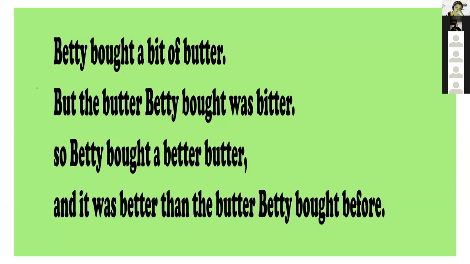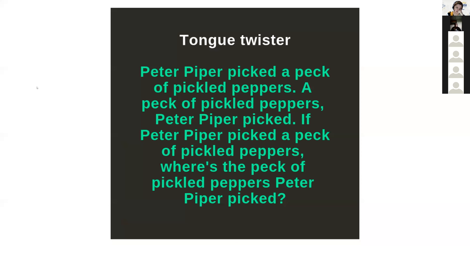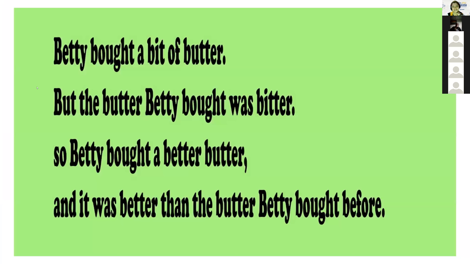Les voy a enseñar el que se estaban aprendiendo los otros estudiantes. Miren. This is the other one. Peter Piper picked a peck of pickled peppers, a peck of pickled peppers, Peter Piper picked a peck of pickled peppers, where's a peck of pickled peppers, Peter Piper picked. Right? Very, very hardcore. So this one is better, right? Yes, I know. This one is easier.